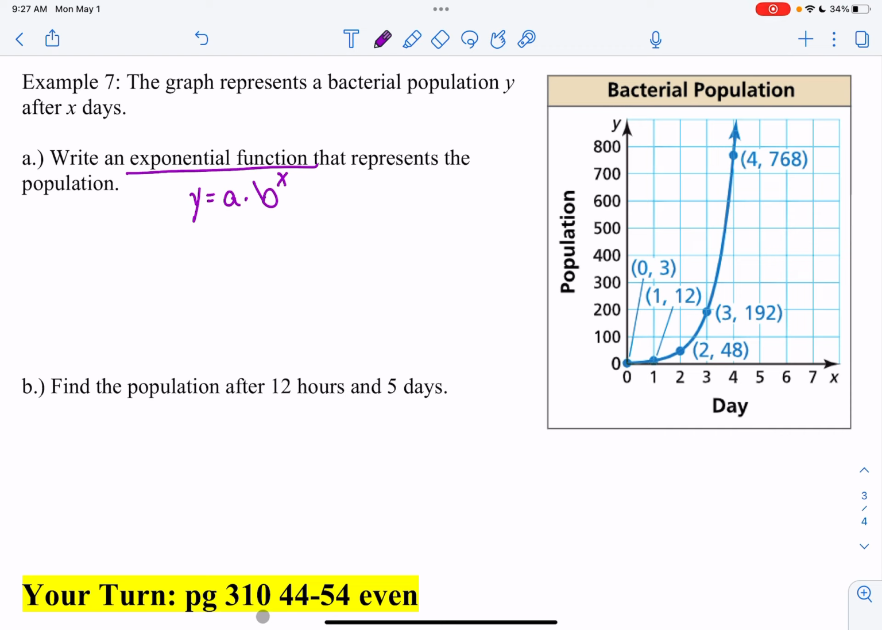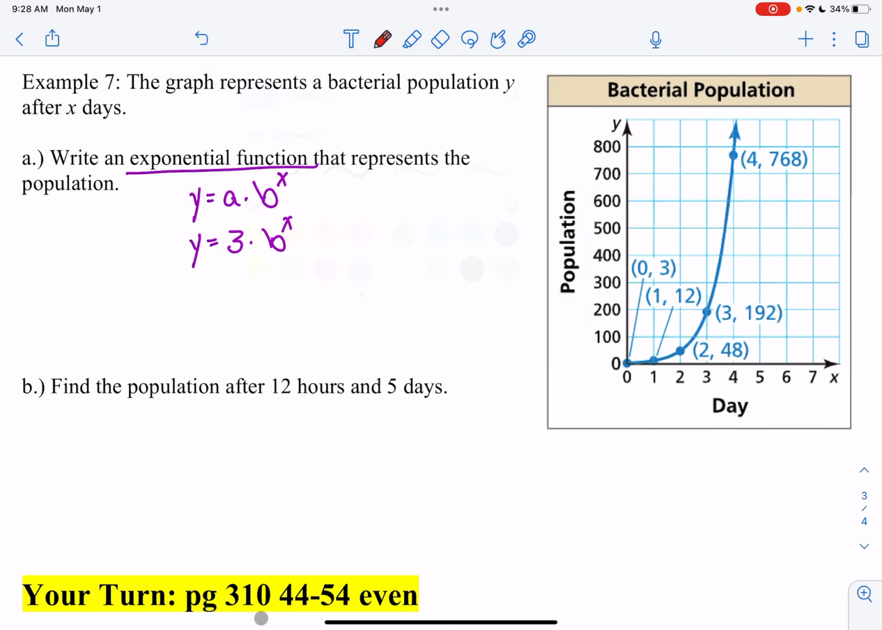And then I want to look. My a normally comes from that y-intercept. So we want to look, where is that y-intercept? They tell us up here, it's the point (0, 3). It crosses the y-axis at 3. So my a is 3. So y equals 3 times b to the x.